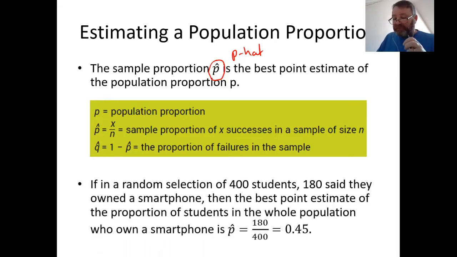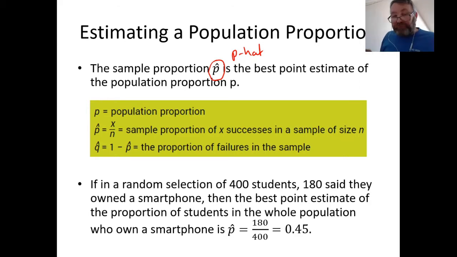So if in a random selection of 400 students, just to demonstrate this, if 180 said they owned a smartphone, then the best point estimate of the proportion of students in the whole population would simply be that particular fraction in the sample.